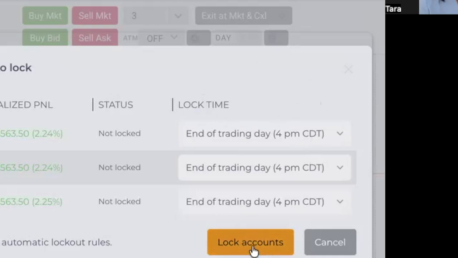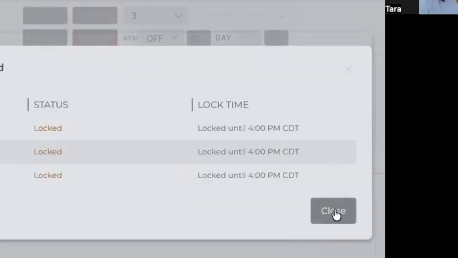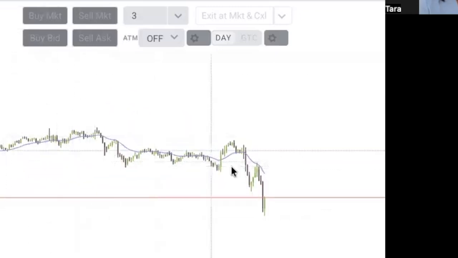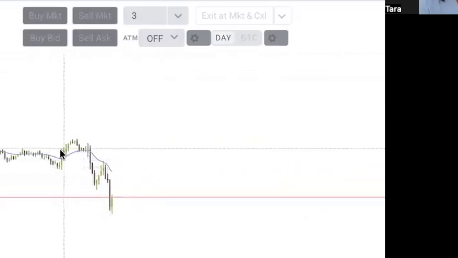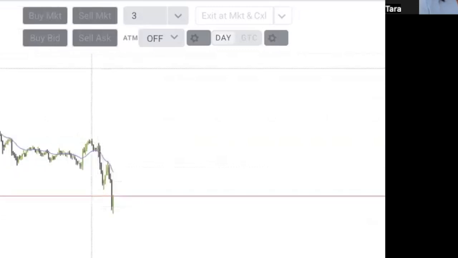So I'm going to lock the accounts. Yes, lock the accounts so that we're done. All right, and then close it. And that prevents me from coming back later and saying, oh, I bet I can catch this. So we've used our discipline. We've got our break and retest. This was our break, retest, and we continue downward to support.